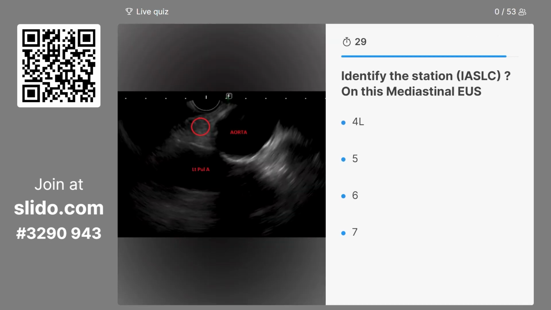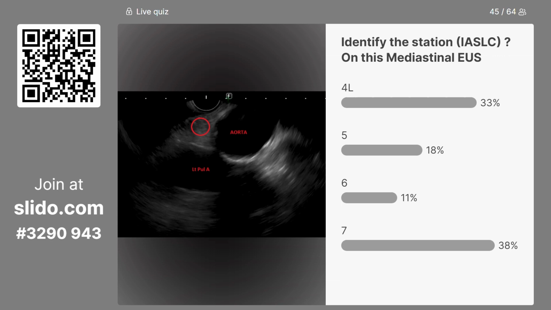So identify this station on the mediastinal US, which we have discussed. So it's the aortopulmonary window 4L.